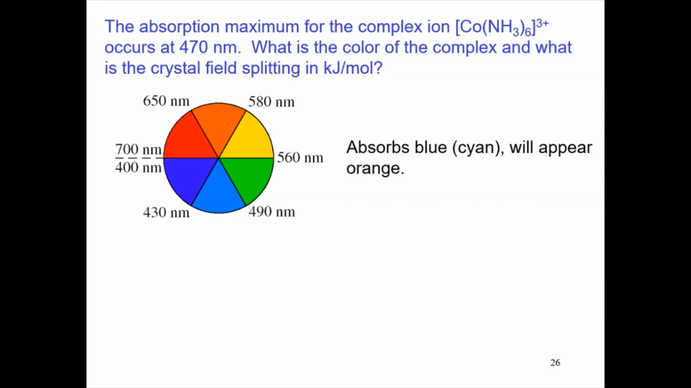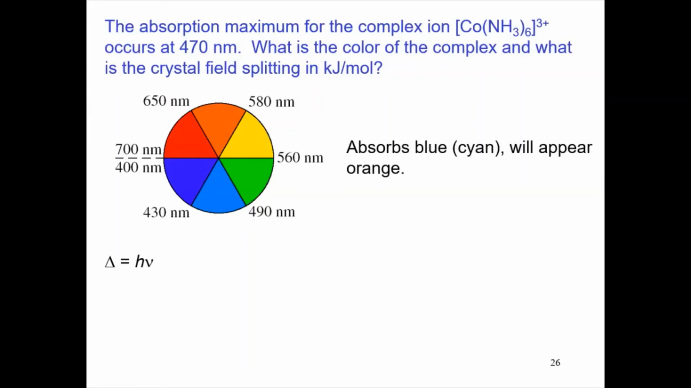Okay, so that's the way you work it. Whatever color you see is the complement of the color that the substance is absorbing. All right, they're complementary to each other. Okay, question number 2. What is the crystal field splitting in kilojoules per mole?